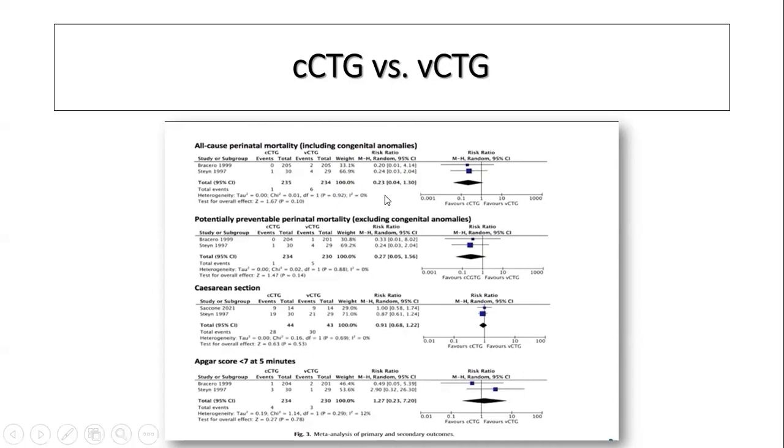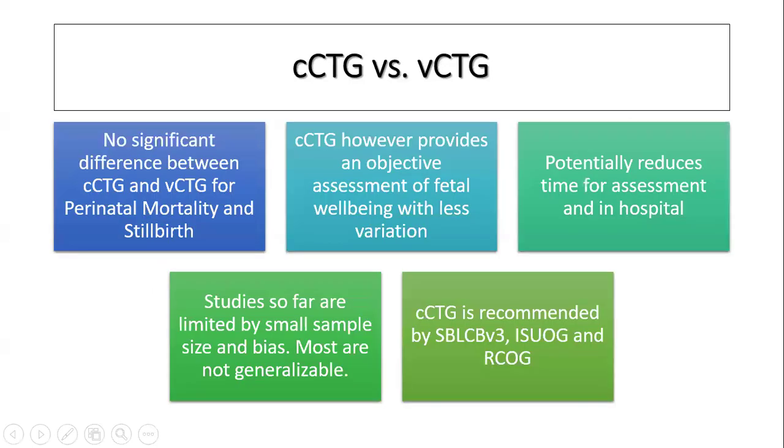But when you look at all-cause mortality and preventable mortality, the diamond is sitting on one. So even though it favors computerized CTG, there's really no difference between the two in terms of scoring. So essentially, there's no significant difference between computerized CTG and visual CTG in terms of all-cause mortality and stillbirth.